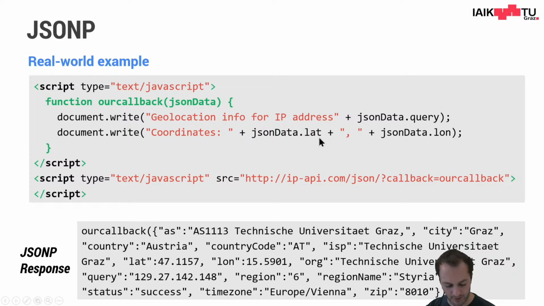I could print the latitude, the longitude, so I can actually access this. And without this function call here, this callback, the website would still load the response, but it wouldn't get processed, and I couldn't show it on a website. So the output on my website will just be the geolocation for that IP address, who made the query, there was that IP address here, and the coordinates.